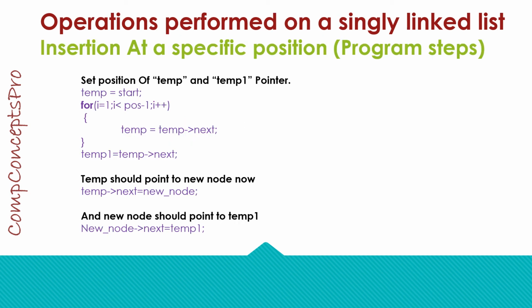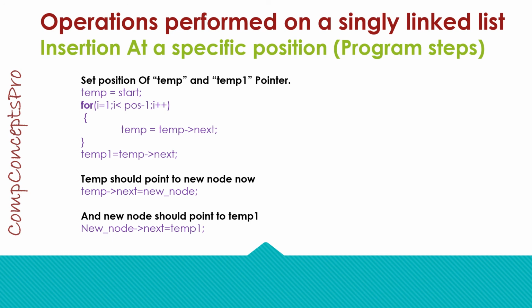Lastly, we have to see the program steps to insert a new node at a specific position. So as usual, first we'll check whether this is the first node to be inserted in the linked list. I'm not repeating those steps here. You can refer to insertion at the beginning and insertion at the end for that. Now, first we have to set the temp and temp1 pointers to the previous and next nodes where we have to insert the new node.